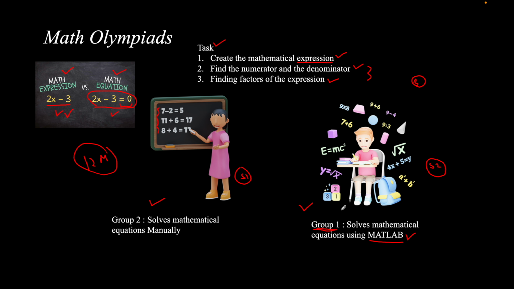So in summary, what we basically learned is that if we want to solve mathematical expressions, then we need to understand the difference between an expression and an equation, right? And once we understand that, then we can jump into the problem that is given to us and find the expression for that. And then we can find the denominator and numerator, and then we can also find the factors by using Matlab as a tool to solve all these equations. So this is all for this particular tutorial.